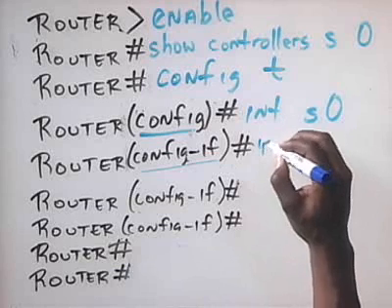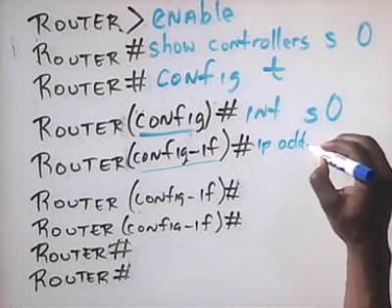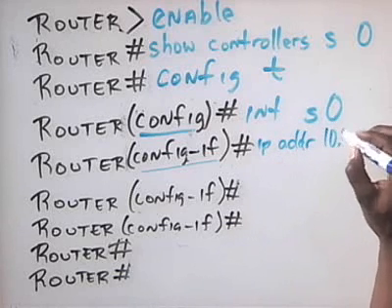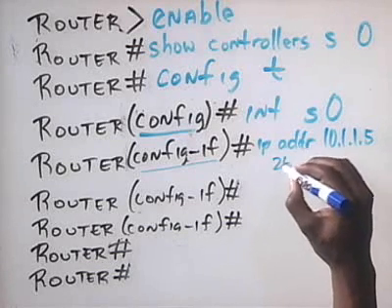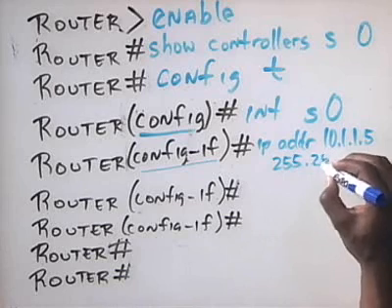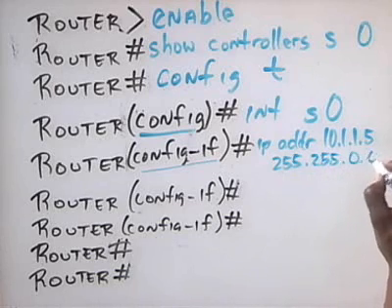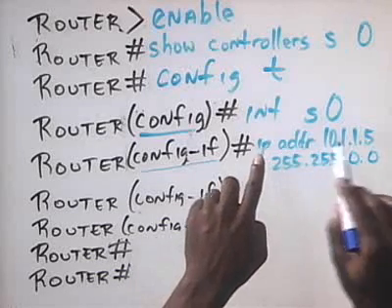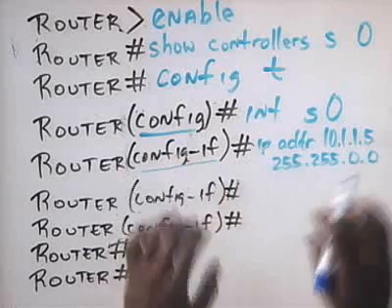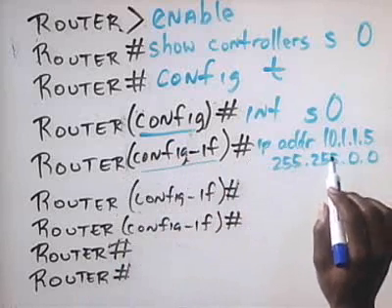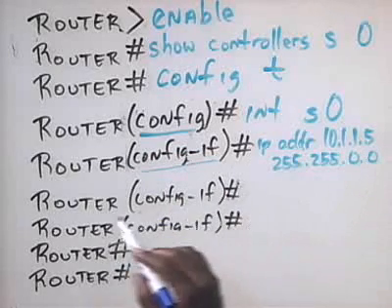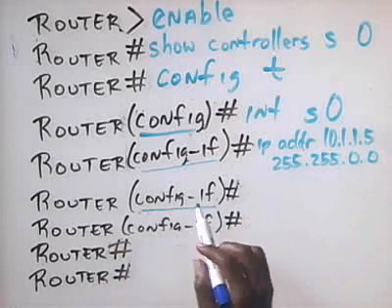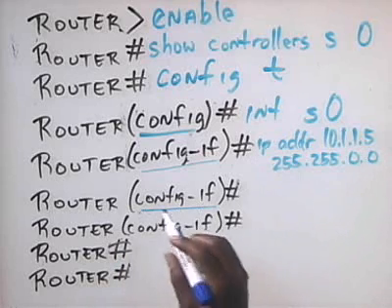Now we can configure the IP address here. IP address 10.1.1.5, and for space purposes, we'll put the subnet mask under the command. But keep in mind, this really is all on the same line: IP address, the address itself, and the subnet mask. You press enter. We're still in interface configuration mode here.